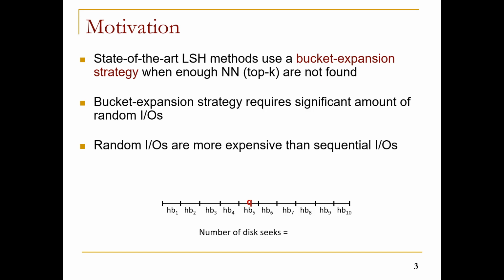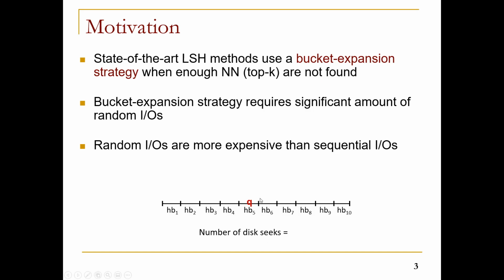When the desired number of nearest neighbor points are not found in the query hash bucket, state-of-the-art techniques such as C2LSH, QLSH, ILSH use a bucket expansion strategy called virtual rehashing. Virtual rehashing starts from a very small search radius and exponentially increases the radius multiple times until the desired number of nearest neighbors are found.